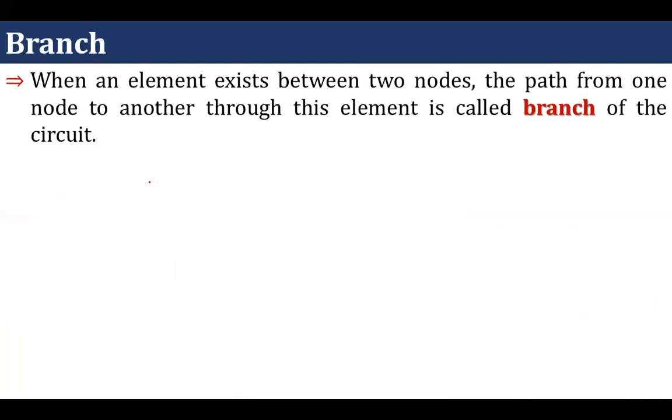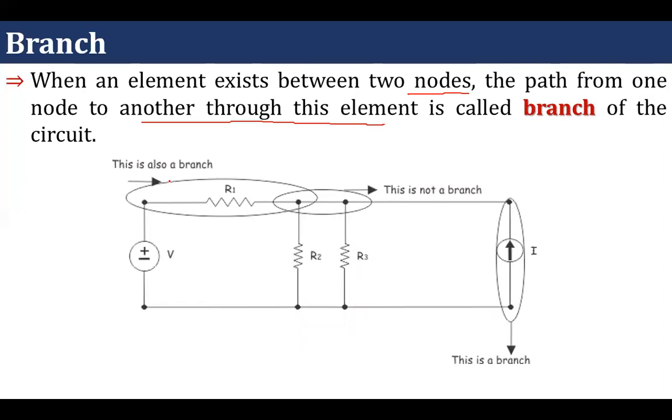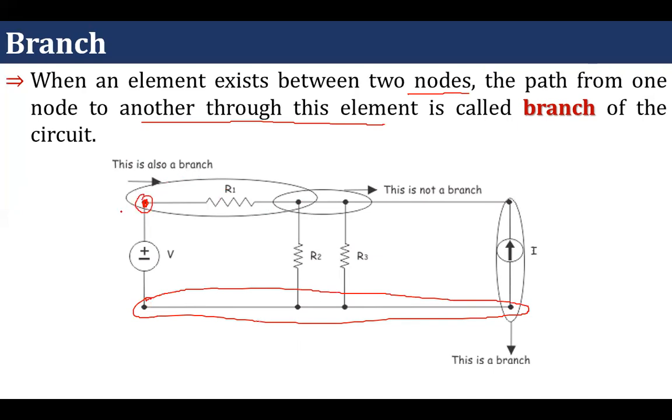Now we shall go through the branch. When an element exists between 2 nodes, the path from one node to another through this element is called a branch. In layman's language, I can say that the circuit element connected between 2 nodes is known as a branch. For example, here this is one node and this is another node. Between these 2 nodes, node number 1 and node number 2, we have a circuit element, that is the voltage source, and so it is a branch.